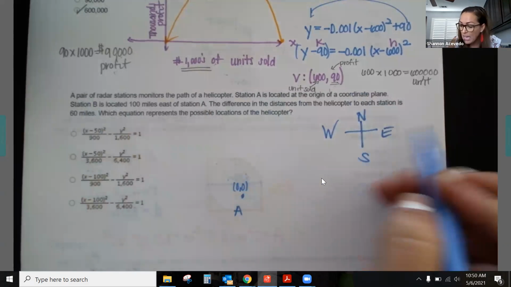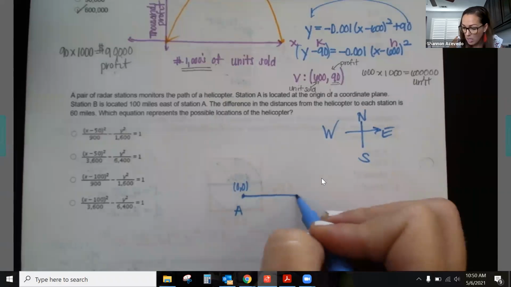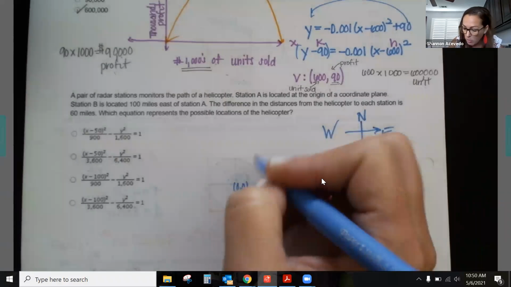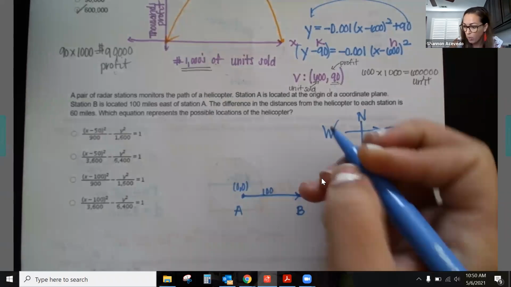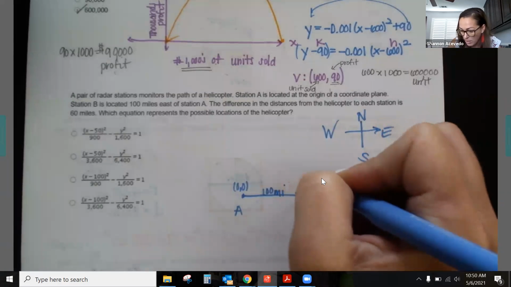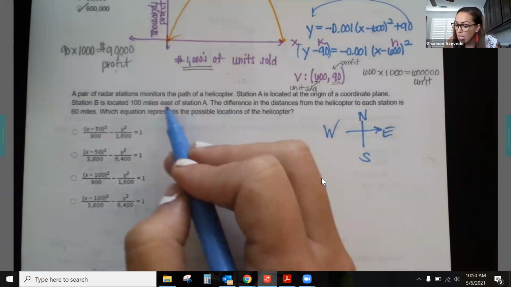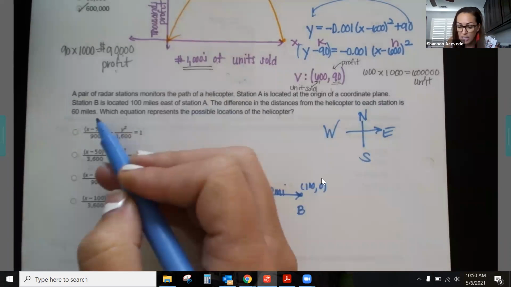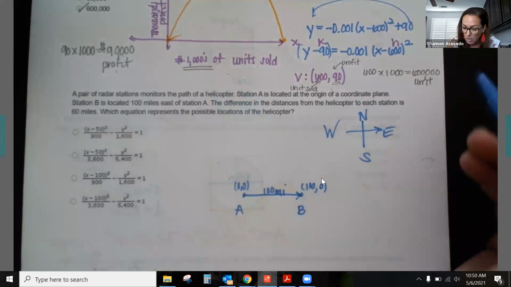Okay, so if I'm going to go east, east is going to the right. So I'm going to go east to my station B, and it says 100 miles. If I'm going to go 100 miles along my x-axis, this point right here would be at (100, 0), right? Okay, so east of station A, the difference in the distance from the helicopter to each station is 60 miles. So the difference in the distance to the stations is 60 miles.